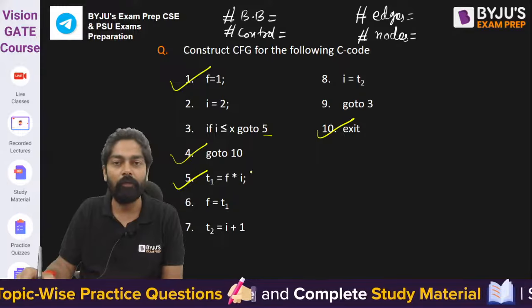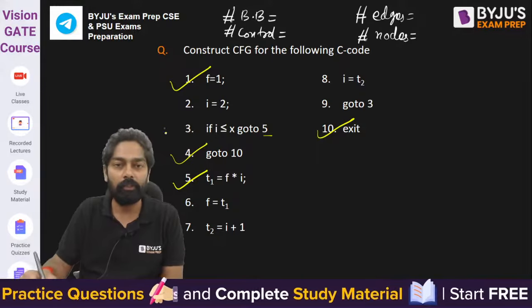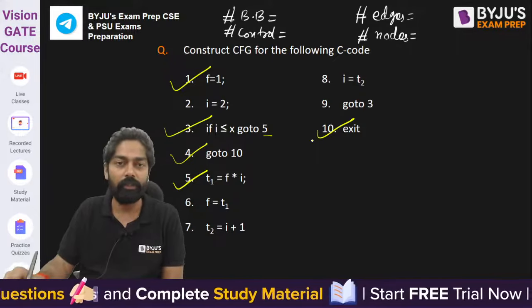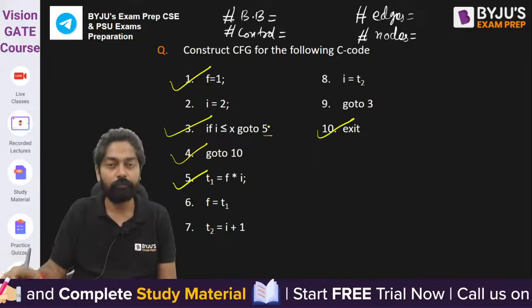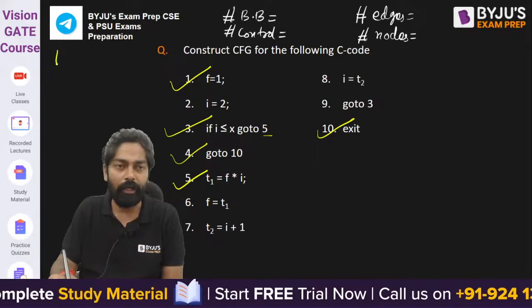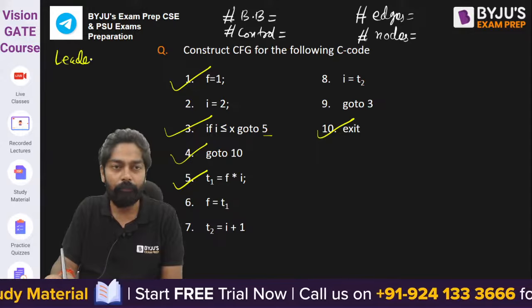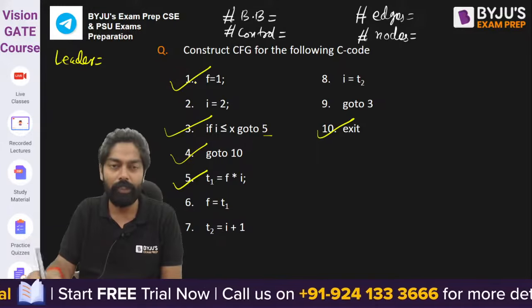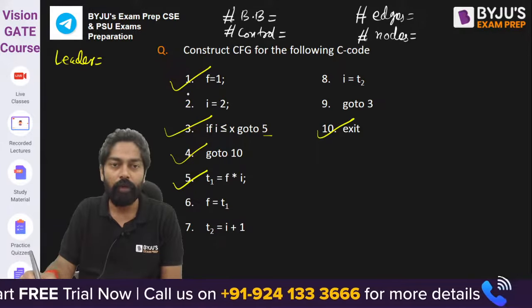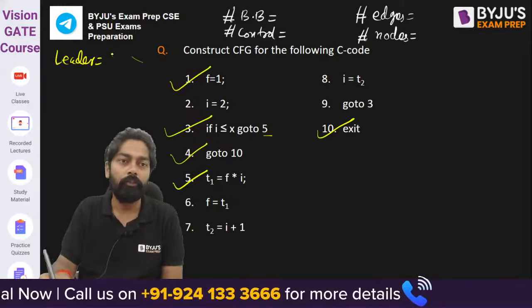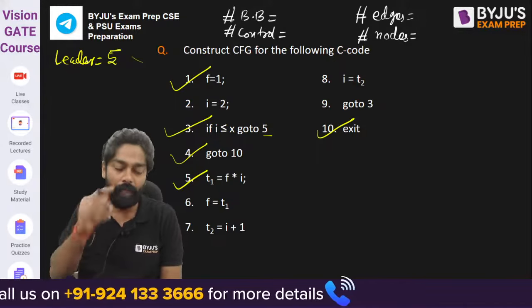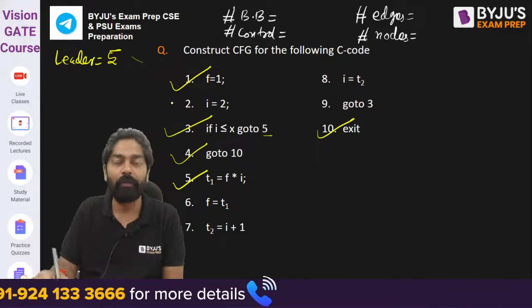Now go to 3, so 3 is also a leader, and the statement after this one is also a leader. I think you got the leaders. You can write here how many leaders we have, since maybe in the question they will ask the number of leaders also. So 1, 2, 3, 4, 5. We have 5 leaders, my dear friend.